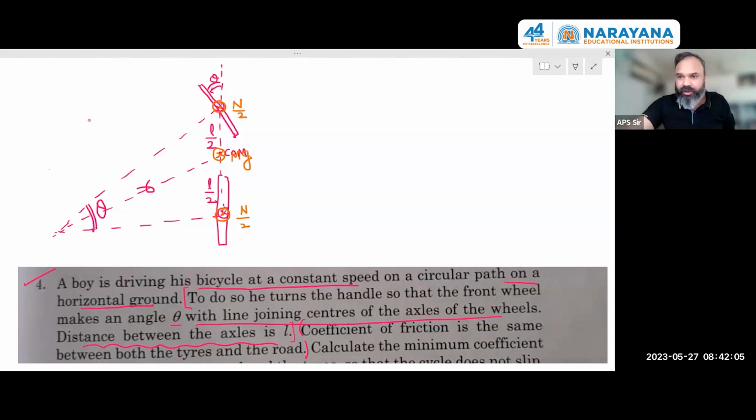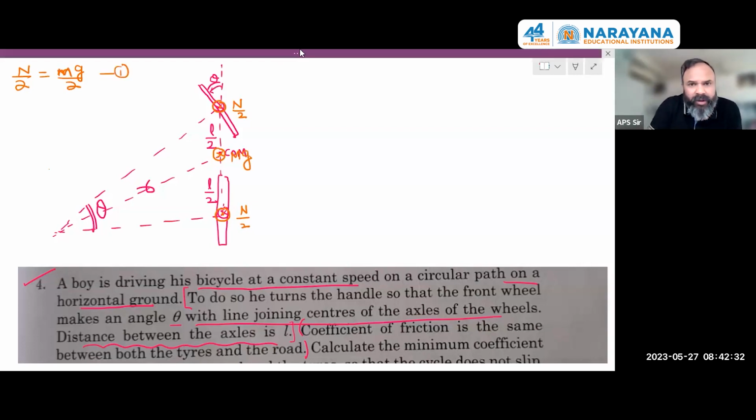So that's why I've taken normal reaction to be equal as N by 2, N by 2. And top to bottom, I've got only gravity. So I'm convinced that normal reaction at both the locations are equal. Whatever you want to say, equal. You could have called N and you could have said mg by 2. So I'm just writing N by 2 as mg by 2. So this is the first thing. I know that normal reaction is distributed equally in both the tires. Now comes the interesting part.